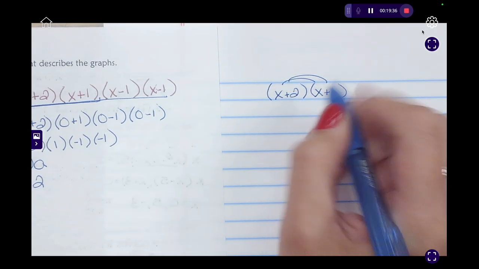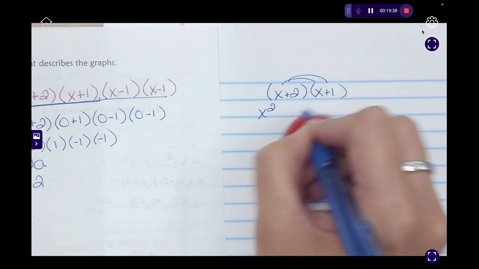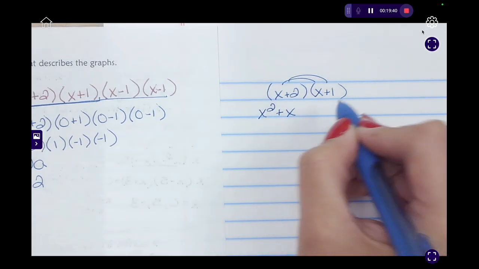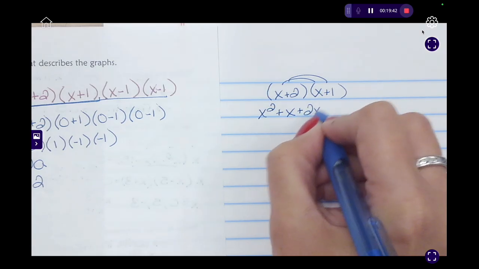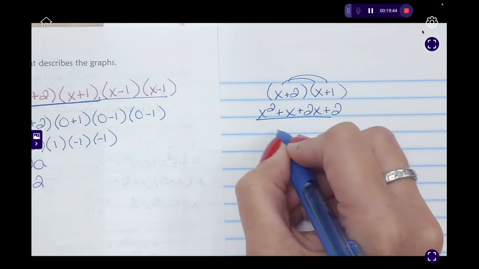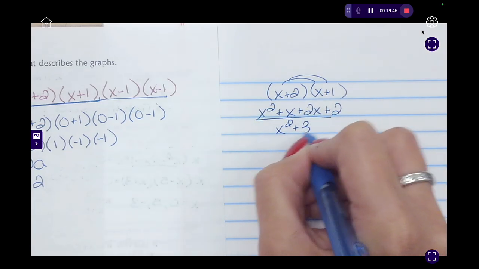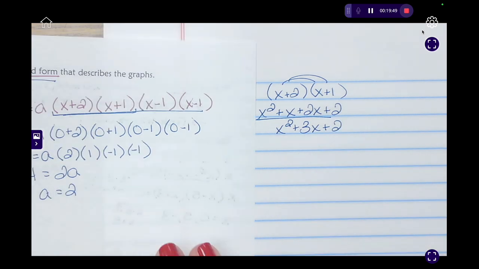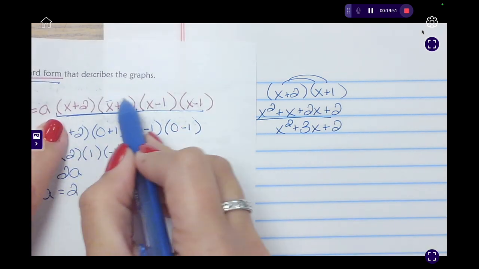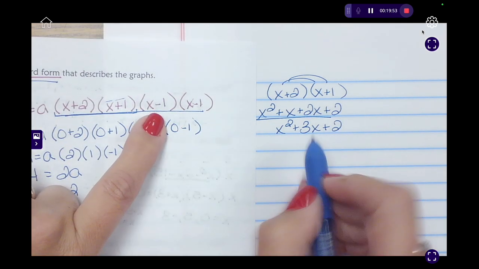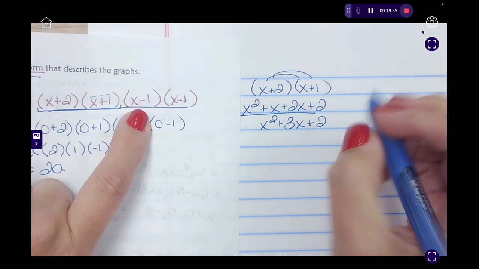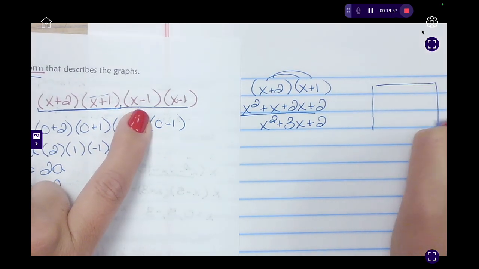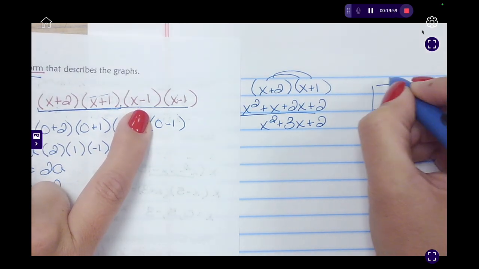So I'm doing x times x, x times 1, and then I'm multiplying the 2 out. So that's going to be 2x plus 2. So this first one should give me x squared plus 3x plus 2. Okay, that's those first 2. Now I have to multiply this answer times x minus 1. So remember, we could do the box method too. So I'm kind of doing both ways so you can get a good review.